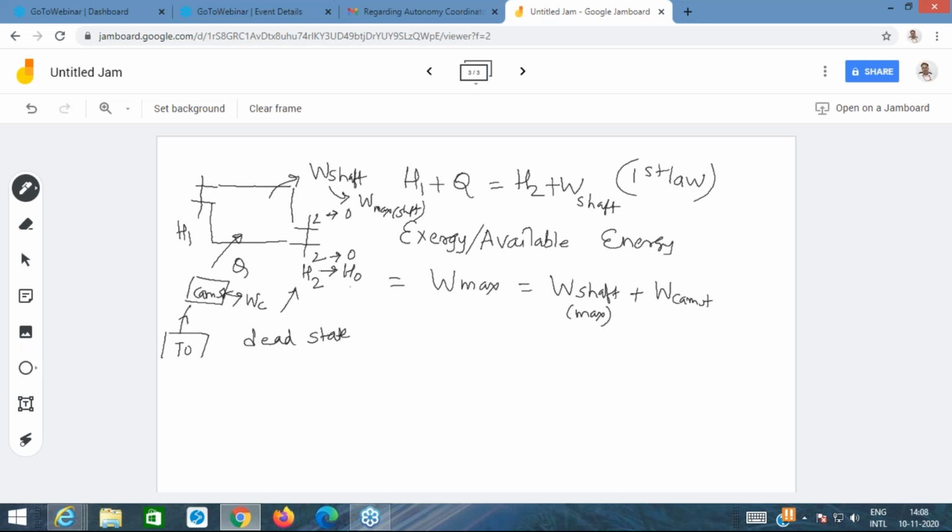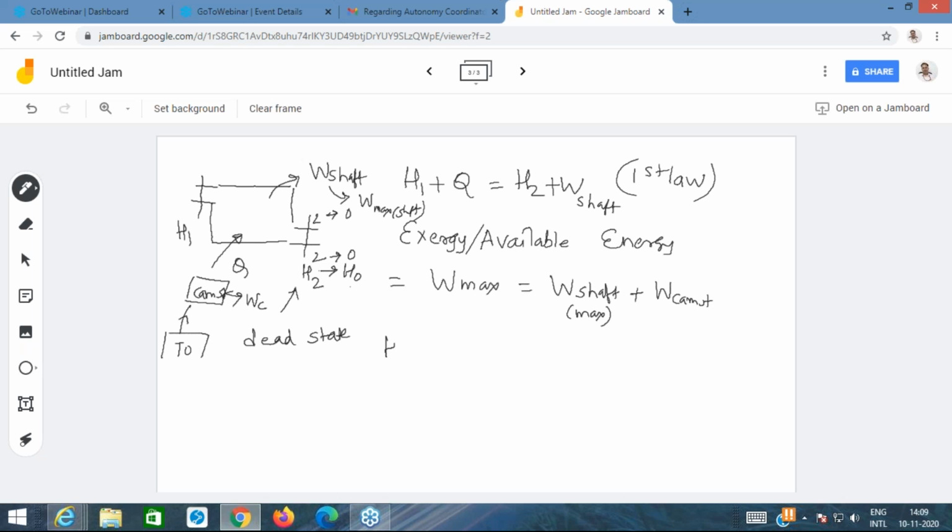So we don't calculate a useful work, or the useful work is equal to the shaft work in this case, because it is an open system. So the useful work is the shaft work in this case because it is an open system. Now let us calculate the W shaft max.